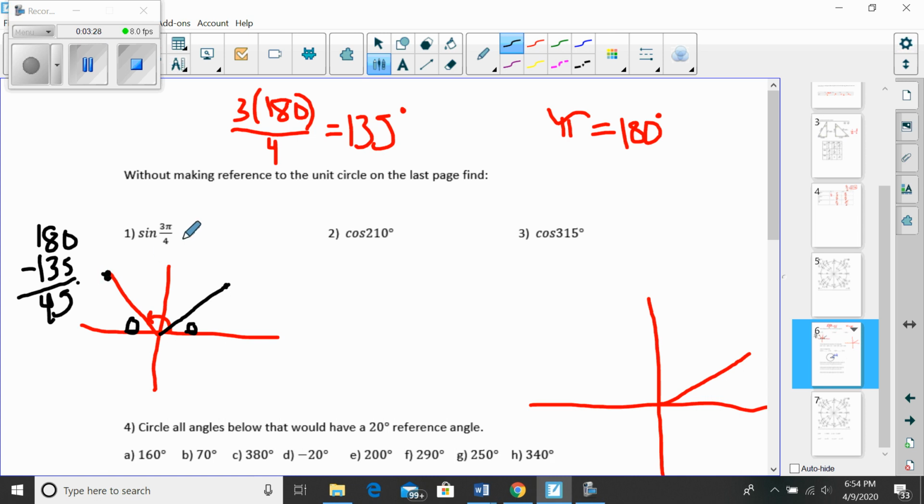But anyway, we're looking for sine. Sine is the y coordinate, and you should have memorized then that sine of 45 degrees is radical 2 over 2. And we are in the second quadrant, and so the y value is still positive. So therefore, this would be positive. So I'm going to put a positive in front of it. So this would be positive radical 2 over 2.